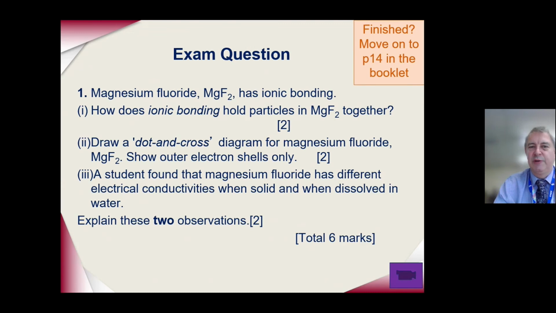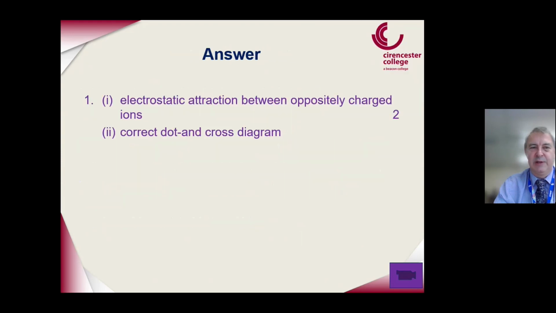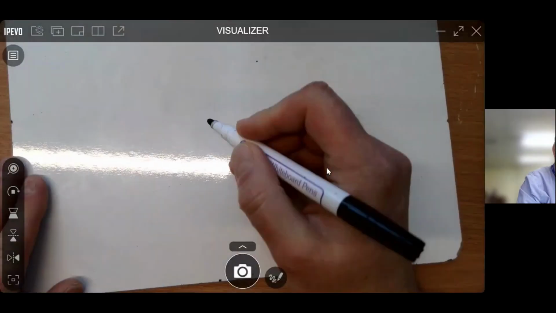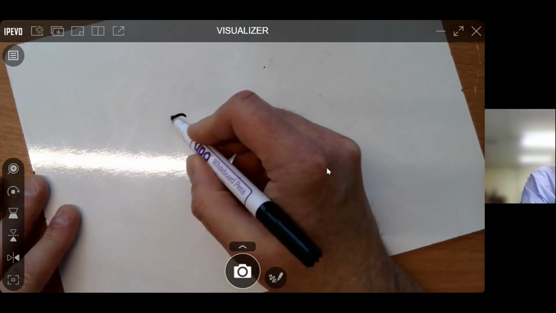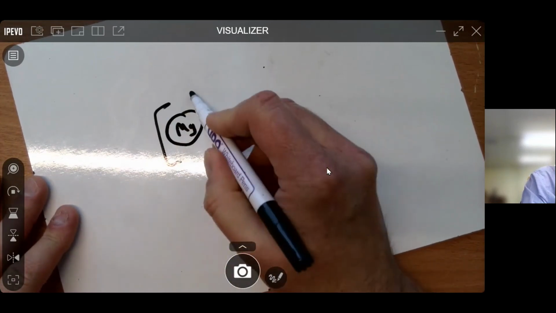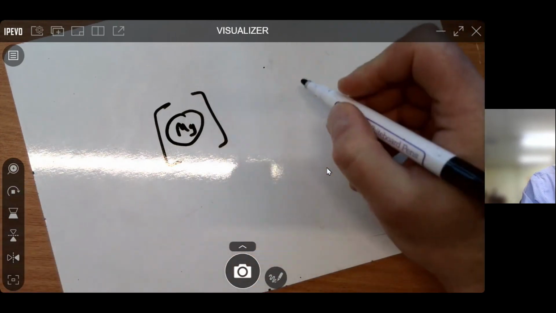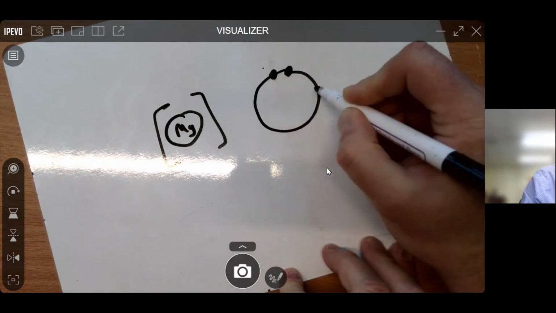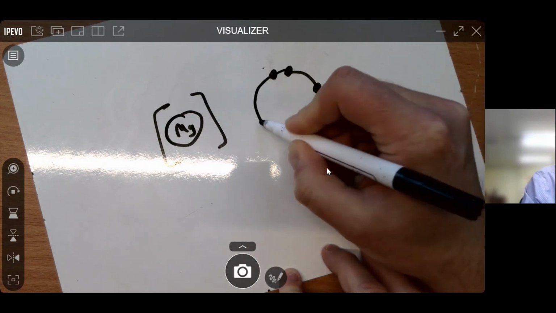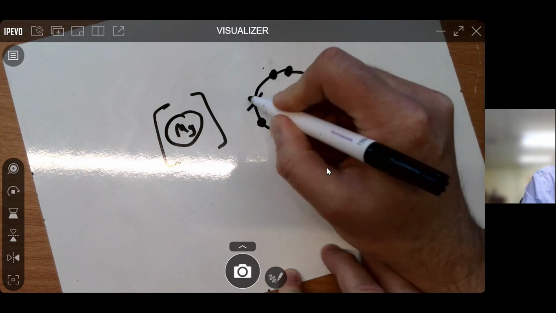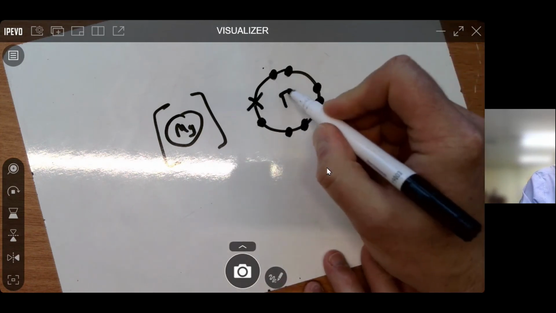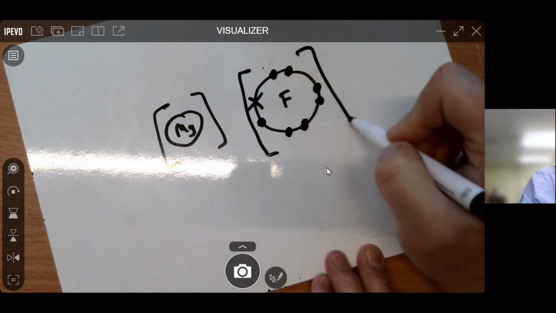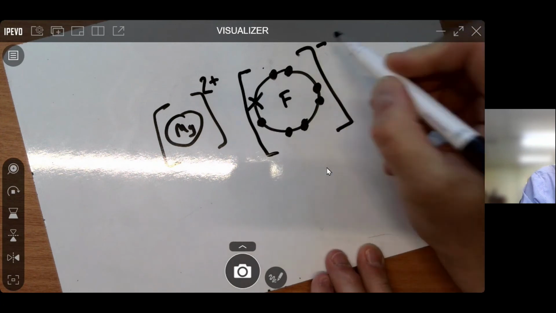Okay, second question. Draw a dot and cross diagram for magnesium fluoride. Show outer electrons only. Okay, so the answer is a correct dot and cross diagram with correct charges. So we're going to do magnesium fluoride. Its outer electrons have been given away, but it needs to give them away to 2 fluorines. So the fluorine, okay, so 1, 2, 3, 4, 5, 6, 7. And I'm going to use a cross for the magnesium's electron. So this is fluorine, and we can put that. The magnesium is 2 plus, the fluorine is minus 1.